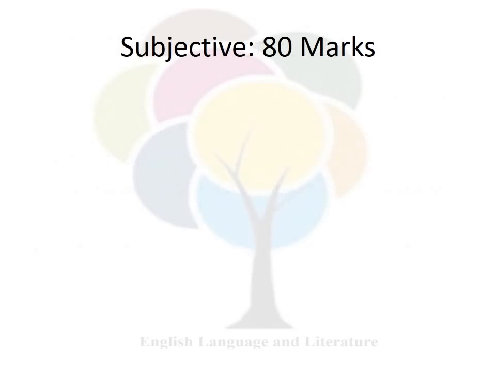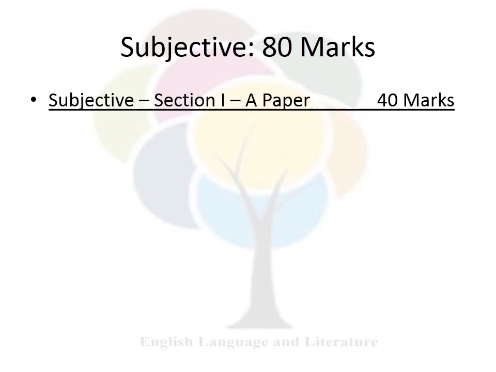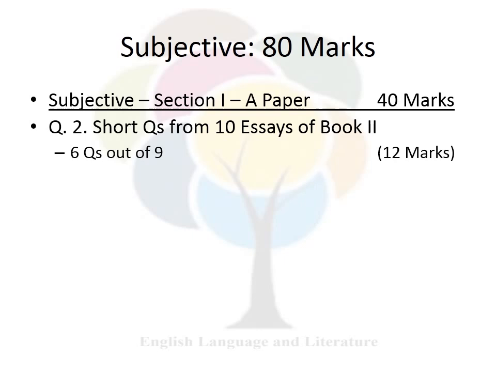Subjective part has the weightage of 80 marks. This subjective part is divided into 2 sections. Section 1 for paper A and section 2 for paper B. Section A has 40 marks. The second question after objective is about short questions from 10 essays of book 2. You are given 9 questions and you are to attempt only 6 questions. Each short question is of 2 marks. The length of each answer should be from 3 to 5 lines. The total marks for this question are 12.